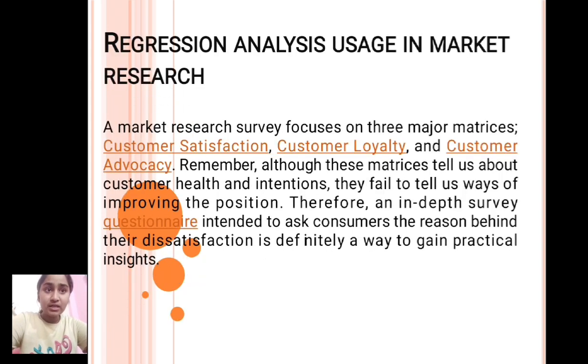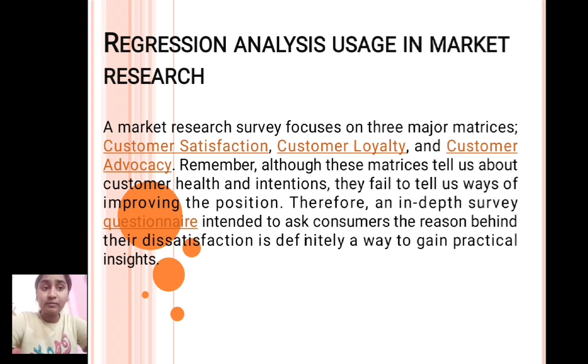And regression analysis usage in market research. How? A market research survey focuses on three major metrics, that is customer satisfaction, customer loyalty, and customer advocacy. Remember, although these metrics tell us about customer health and intentions, they fail to tell us the way of improving the position. Therefore, an in-depth survey questionnaire intended to ask consumers the reason behind their dissatisfaction is definitely a way to gain practical insights.